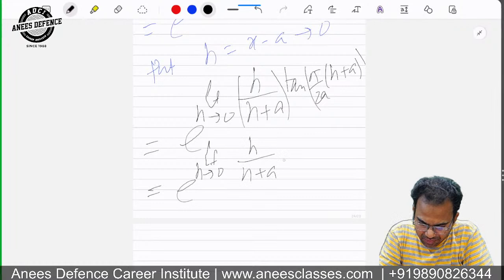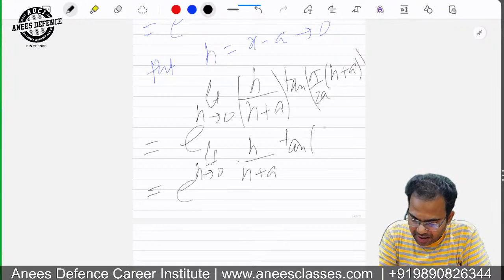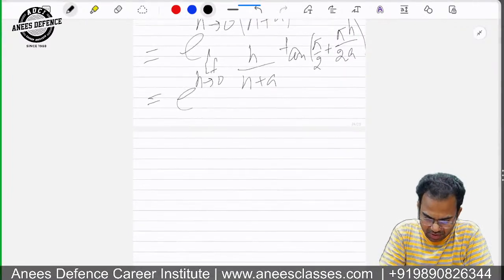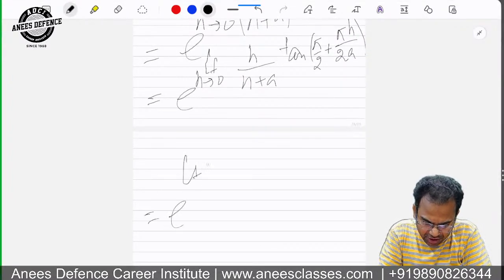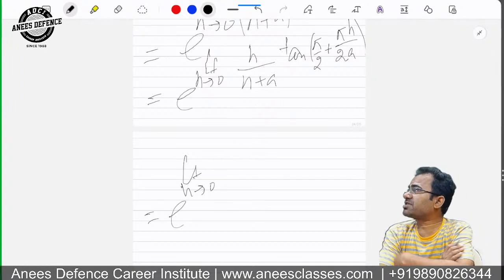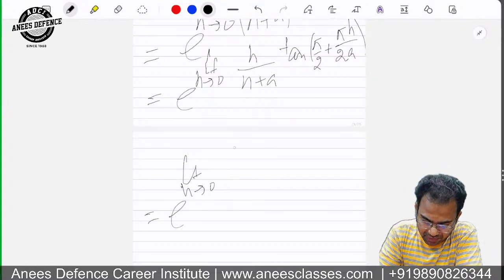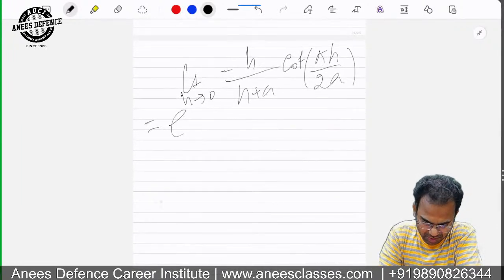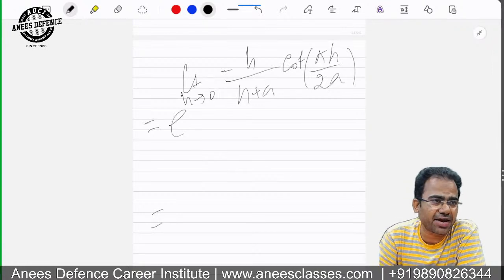h upon h plus a. Now here you can write tan of a by 2a cancel, that is pi by 2 plus pi h upon 2a. Okay, so it will be limit h tends to 0. Tan(pi by 2 plus theta), you know, is minus cot theta. So it will be minus h upon h plus a cot. Inside cot you will write pi h upon 2a. Now cot will be converted into tan.